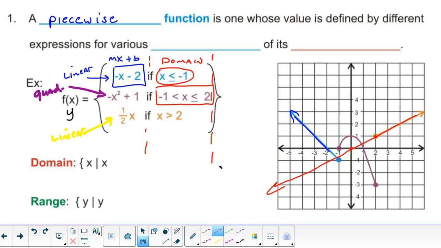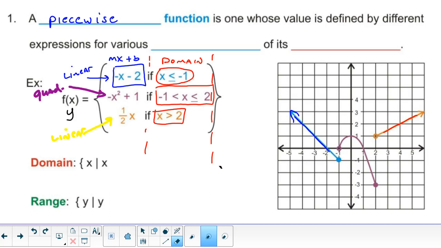But again, the domain says only when values are greater than 2. So I only want these x values, an x value of greater than 2. So again, I must erase any parts of the line that do not have an x value greater than 2. And that gives me that part of the function. So, a piecewise function.